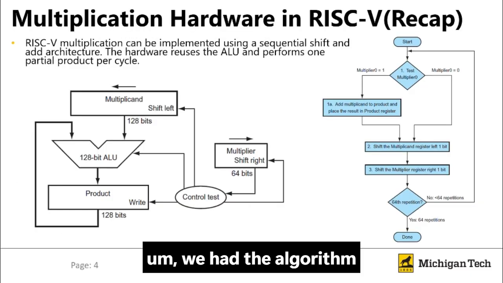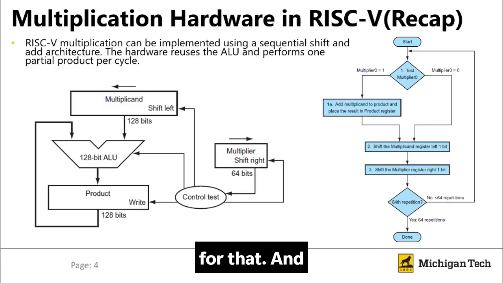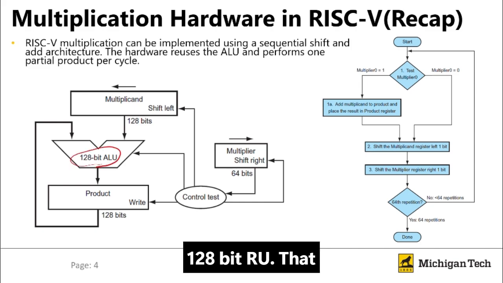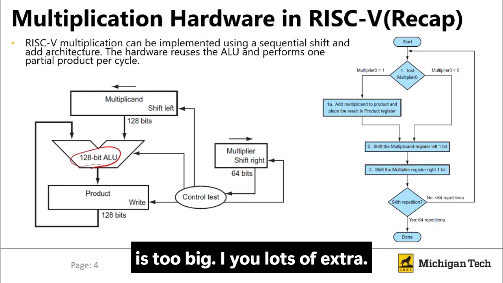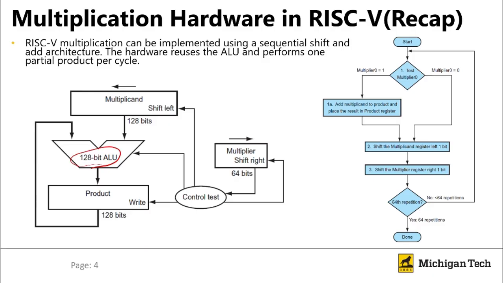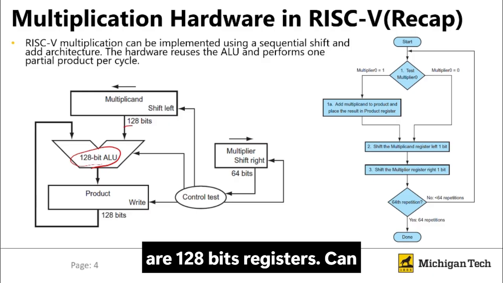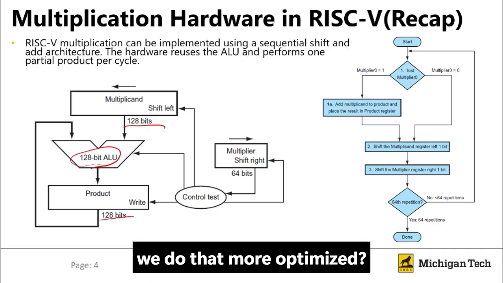We had the algorithm for that, and we also had a data path for that, but this data path is not optimal at all. We need a 128-bit ALU. That is a too big ALU, lots of extra circuit, and two registers that are 128 bits registers. Can we do that more optimized?